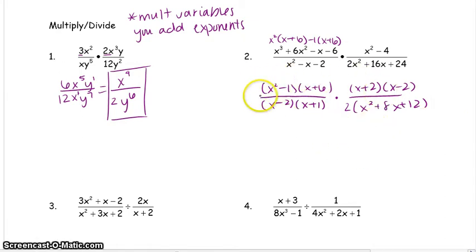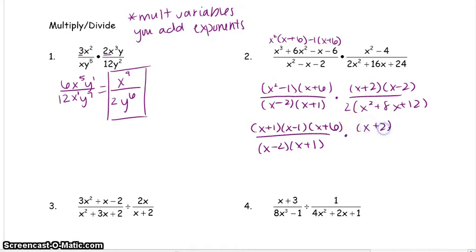Alright, so from here we can simplify even further some of these things, okay? So like this x squared minus 1, that becomes x plus 1, x minus 1. We still have our x plus 6, that can't simplify even more. And our x minus 2 and our x plus 1 is still good. Can't simplify your x plus 2 and your x minus 2.